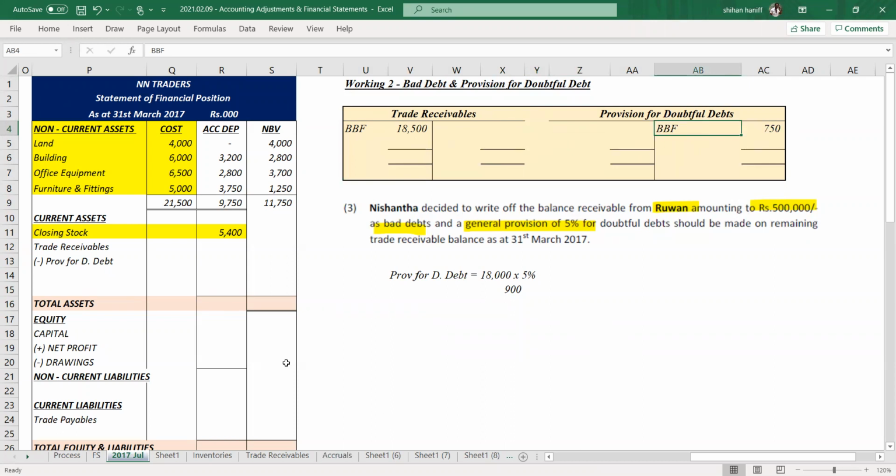A very, very important adjustment. Definitely you will get this in many places, especially in non-profit, incomplete records, preparation of financial statements and company final accounts. It's a compulsory adjustment. So first thing, I'm writing the opening balance, 18,500.